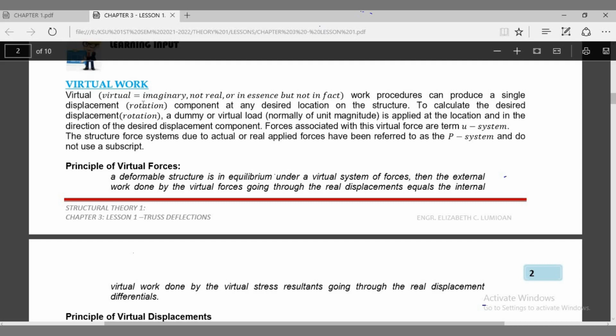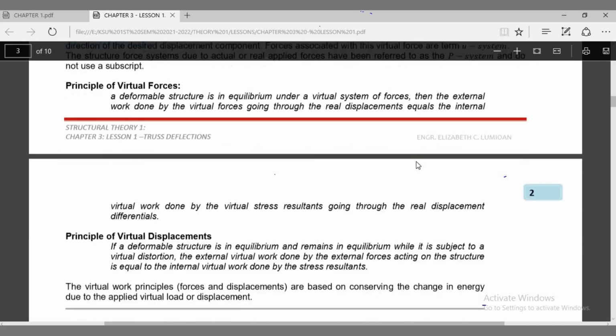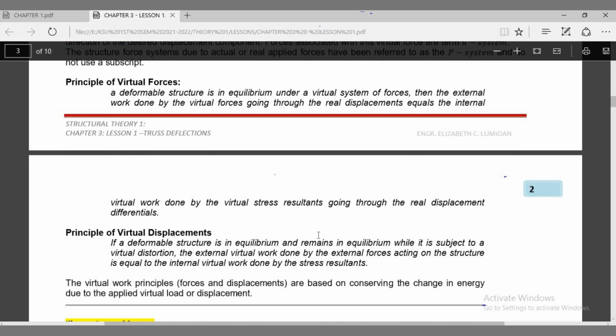So, the principle of virtual forces: a deformable structure is in equilibrium under a virtual system of forces. Then, the external work done by the virtual forces going through the real displacements equals the internal virtual work done by the virtual stress resultants going through the real displacement differentials. Principle of virtual displacements. These principles we will understand better through an example.